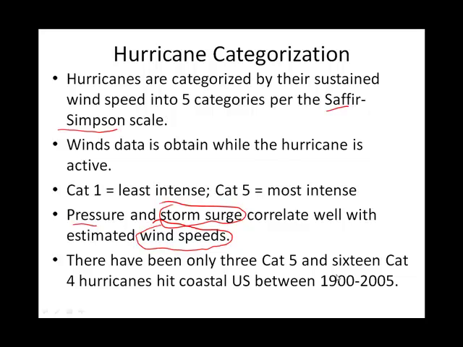So at the time of 2005, now I didn't chase this down to update it to 2012 because that was 7 years ago, but there were only 3 Category 5 and 16 Category 4 hurricanes that had ever hit the United States.